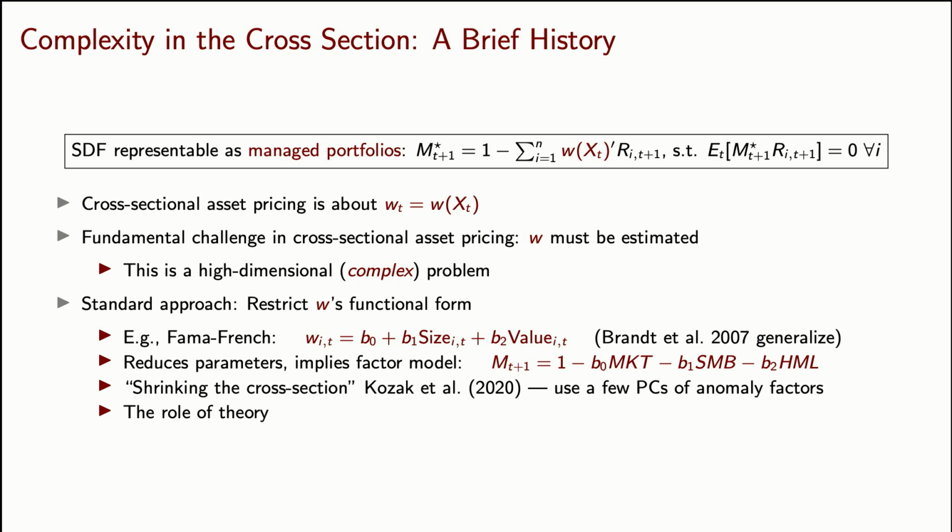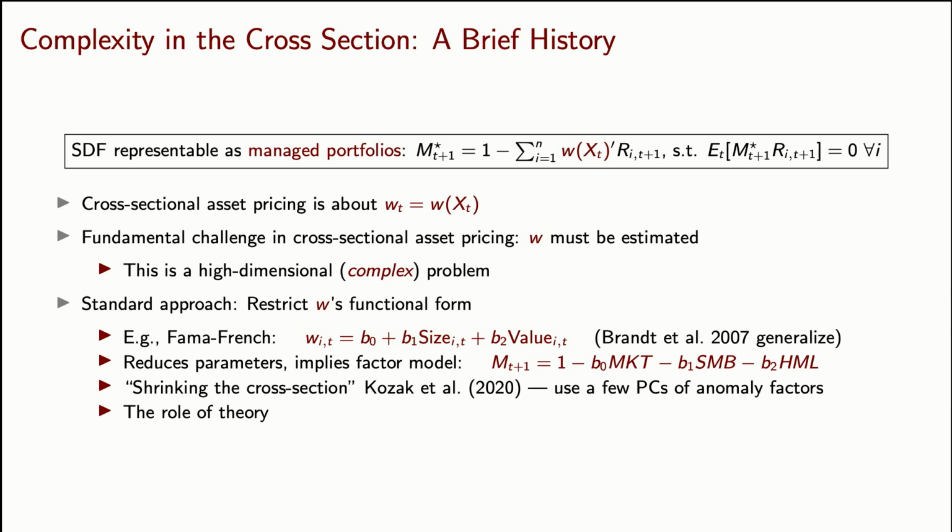All right. Now, cross-sectional asset pricing is all about understanding that weight function. How do I decide on what the appropriate weights are on all of these individual risky assets when building my SDF? Everything that we do in finance, when we do asset pricing tests, when we calculate alphas for individual assets or portfolios, it all is mappable to this weight function W. Okay. So, of course, the fundamental challenge in our work is about estimating this W.